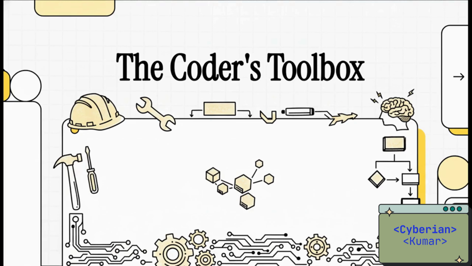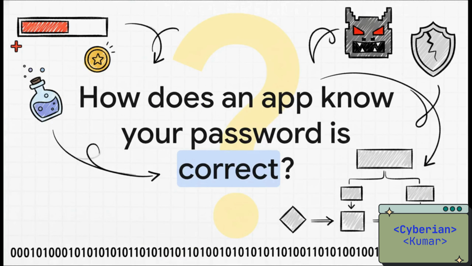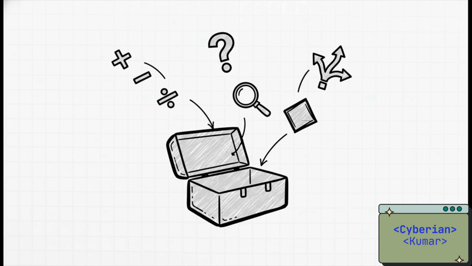All right, let's crack open the coder's toolbox and figure out how a programming language like Python actually thinks. I mean, have you ever really thought about it? How does a game just know you've leveled up? Or how does an app know your password is the right one? It can all feel a little bit like magic. But it's really not magic at all.